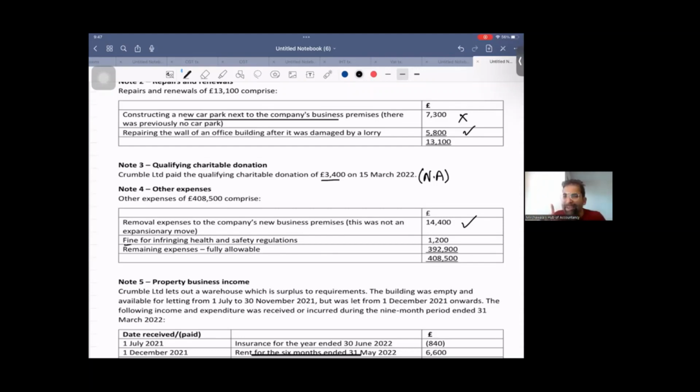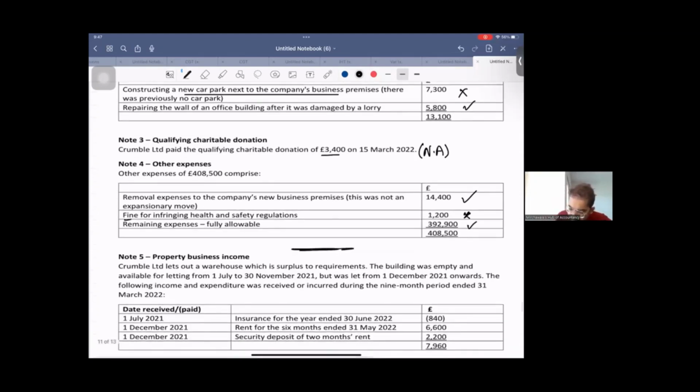Fines are always on bad guys, and the government does not support bad guys, so this is not allowed. Remaining expenses are fully allowable. So till now, this was the end of trading income of this question.